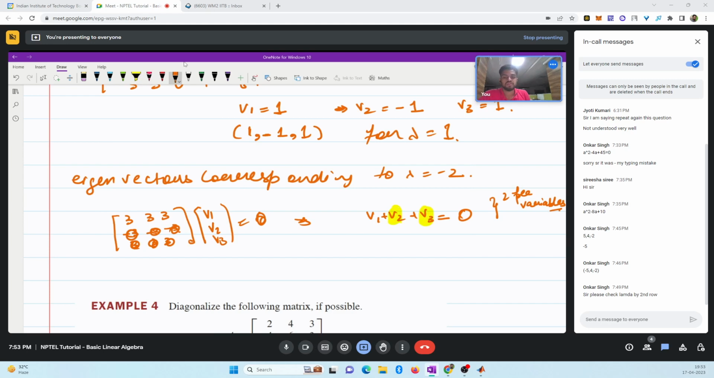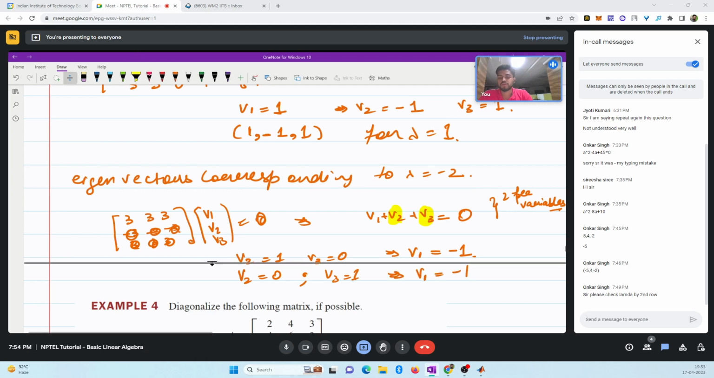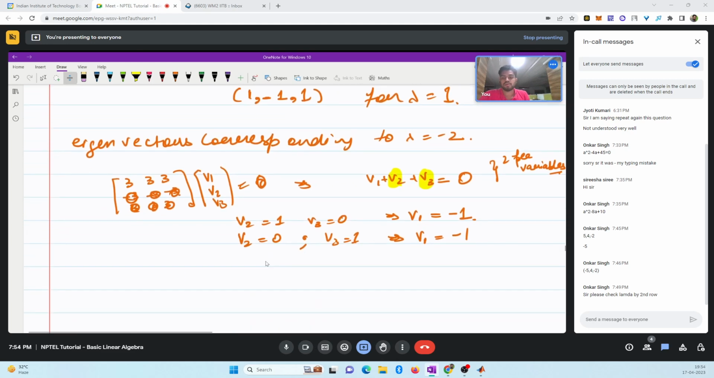Okay. So the first time I take my V2 to be 1 and V3 to be 0. This would mean V1 is minus 1. And if I take V2 to be 0 and V3 to be 1, in that case also V1 is minus 1. So what are my two linearly independent vectors? I get the first vector as (-1, 1, 0), and the second vector as (-1, 0, 1) for lambda equal to minus 2.